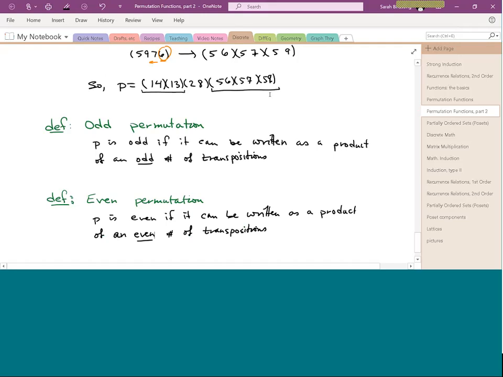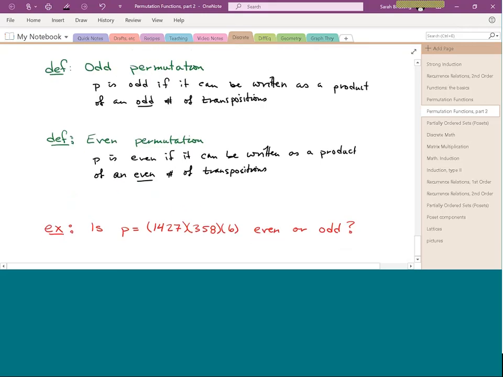So it's this guy right here at the top of the screen. What do you think? Is that last one we just did even or odd? Don't overthink it. You just count them up. So we have 1, 2, 3, 4, 5, 6 transpositions. 6 is an even number. So this guy here is considered an even permutation function. That's literally it. Just count the number of transpositions.